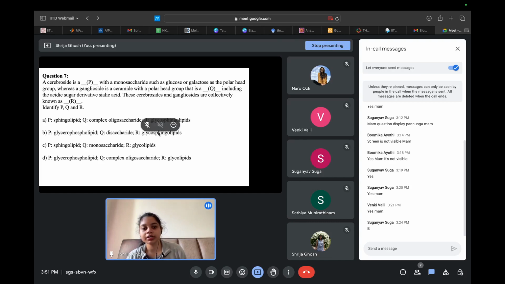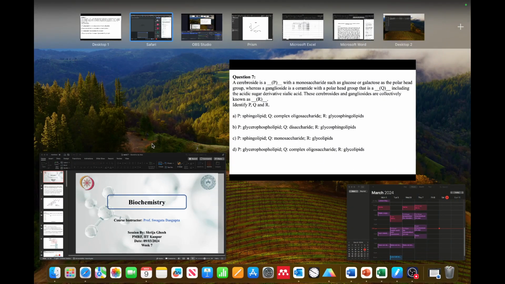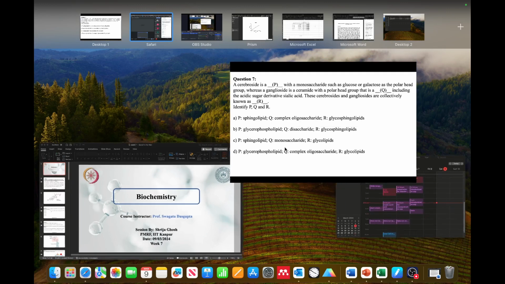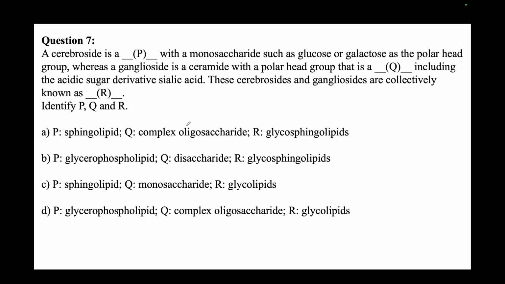So what would be the correct answer here? We have: cerebroside is a dash. Whether cerebroside is a sphingolipid or a glycerophospholipid, it is a sphingolipid. Cerebroside is a sphingolipid with a monosaccharide such as glucose or galactose as the polar head group, whereas ganglioside is a ceramide with a polar head group.